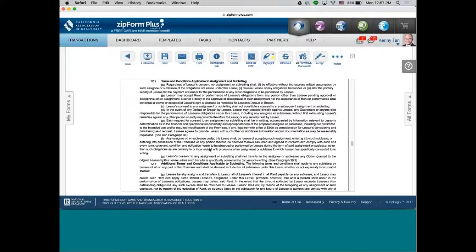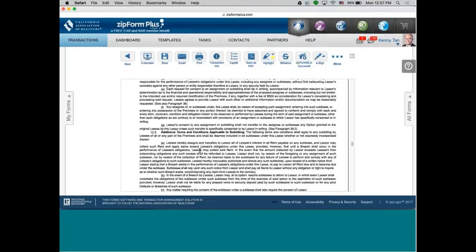And I'm not going to go through the rest of it. If you want, you can read it yourself. Okay. However, there's one important thing I want to tell you, which is G here. It says, "Lessor's consent to any assignment or subletting shall not transfer to the assignee or sublessee any option granted to the original lessee by this lease unless such transfer is specifically consented to by lessor in writing."